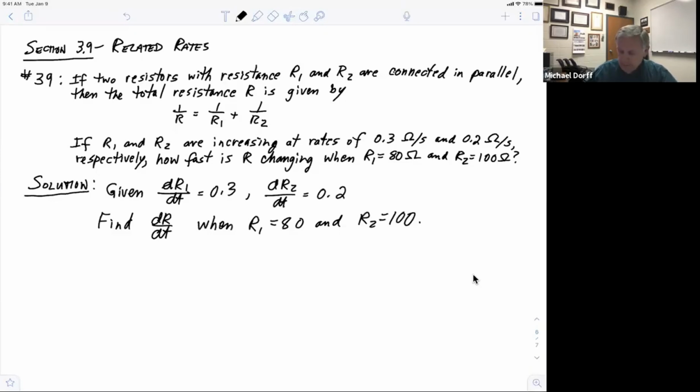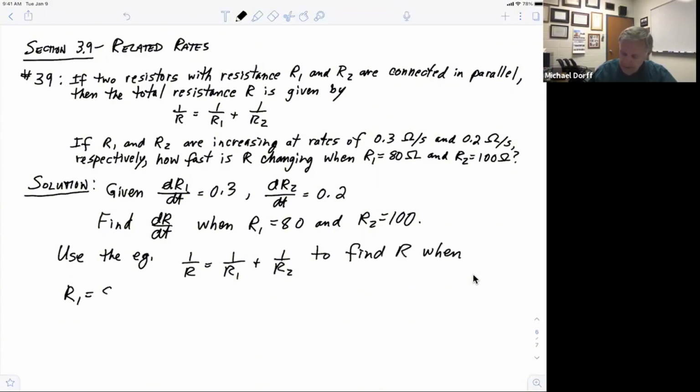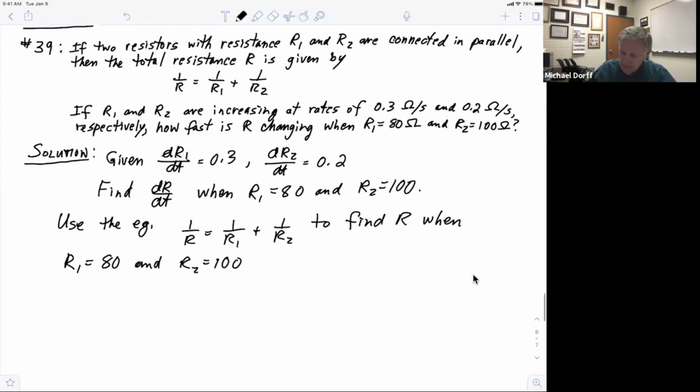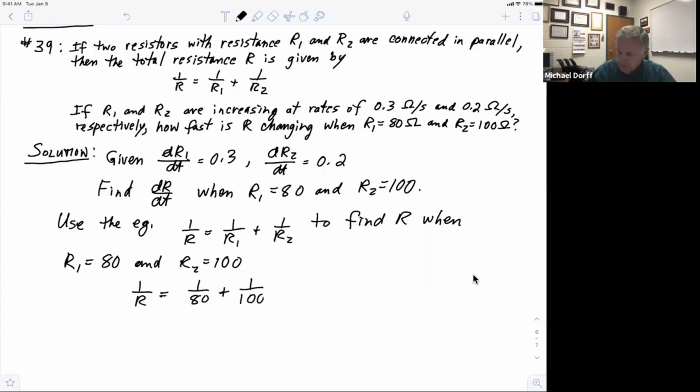Now, the first thing I notice here is I'm probably going to need to find R. I'm given R1 and R2, so we're going to use the equation that's given, 1 over R equals 1 over R1 plus 1 over R2, to find R when R1 equals 80 and R2 equals 100. So I've got 1 over R equals 1 over 80 plus 1 over 100. It would be really nice if I could just flip these and say R equals 80 plus 100, but that doesn't work. I need to get a common denominator on the right-hand side and then combine those.